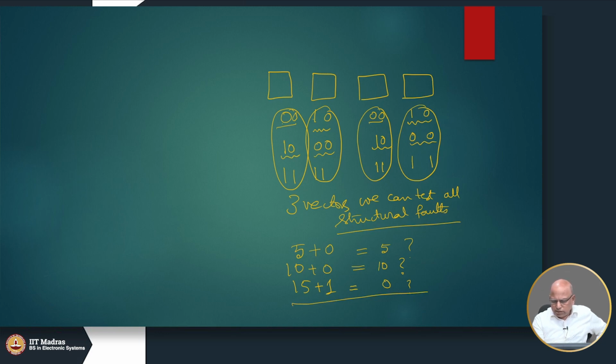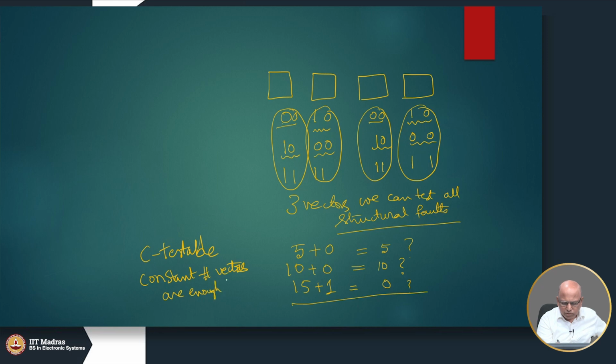And interestingly it catches all the stuck at faults. Okay. So, such circuits are called C testable. So, what is C testable? Constant number of vectors are enough to test the circuit.